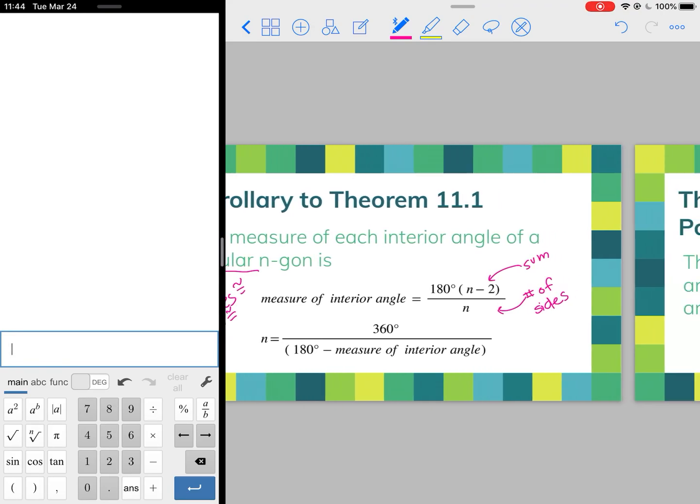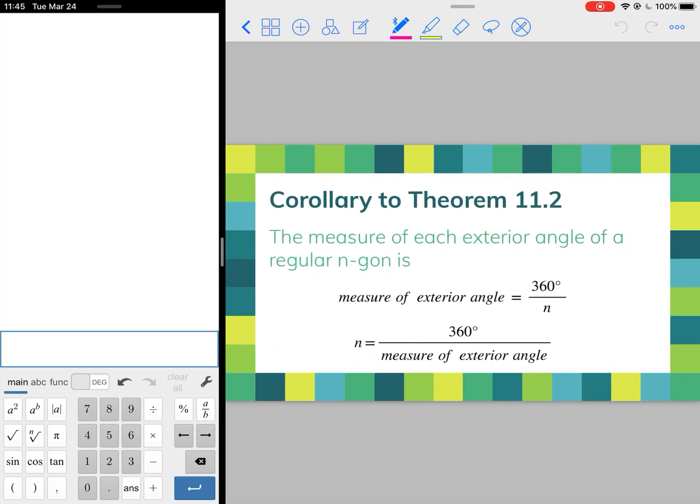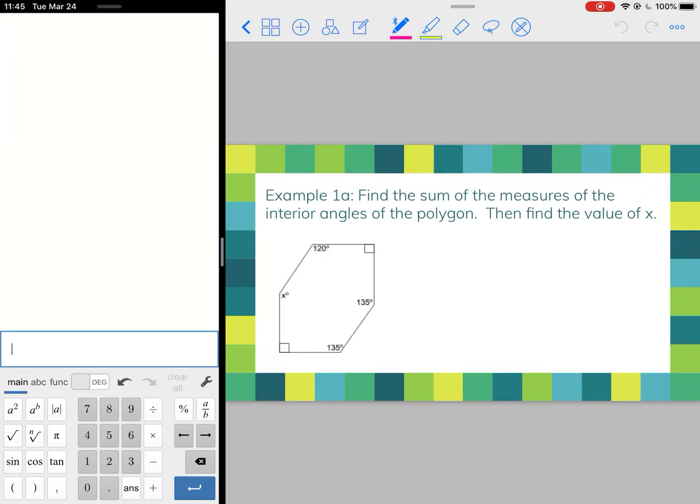The next theorem is the exterior angle sum. The sum of the measures of the exterior angles of a convex polygon with one angle at each vertex is 360 degrees. So no matter what polygon you're working with, the sum of the exterior angles is going to be 360 degrees. The corollary for this one is that the measure of each exterior angle of a regular n-gon is that 360, which is the sum of the exterior angles, divided by the number of sides. Again, it's a more specific version, but I prefer to set up the equation and solve each time. So we're going to look through a few examples.